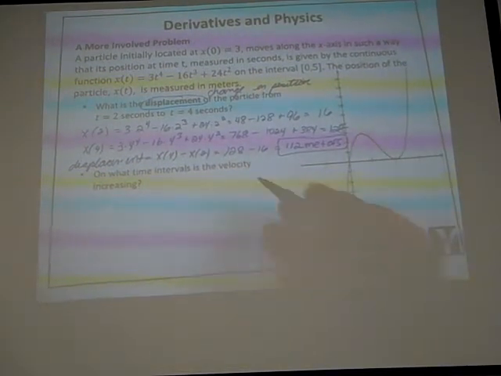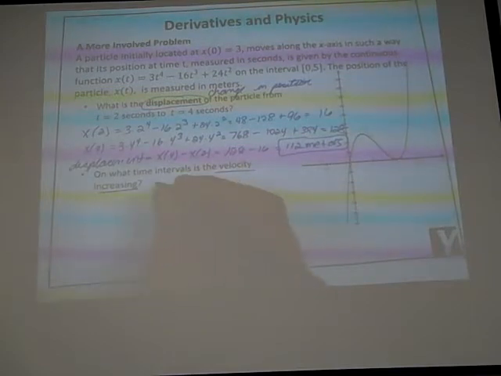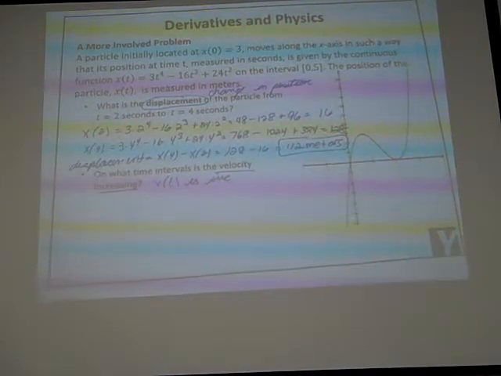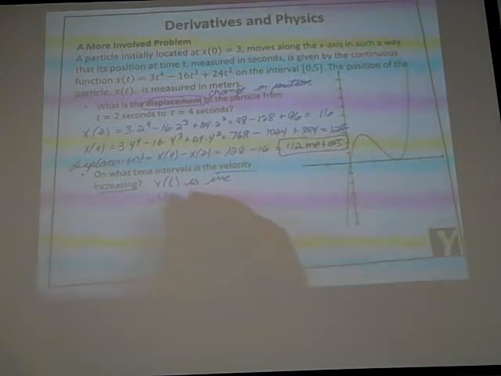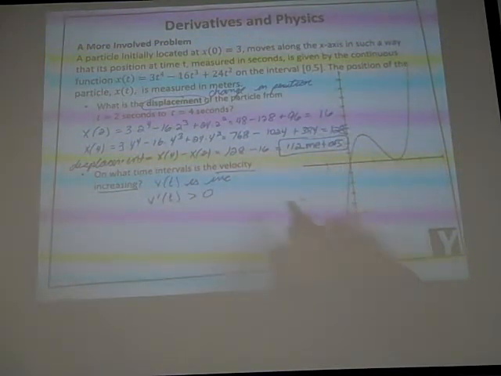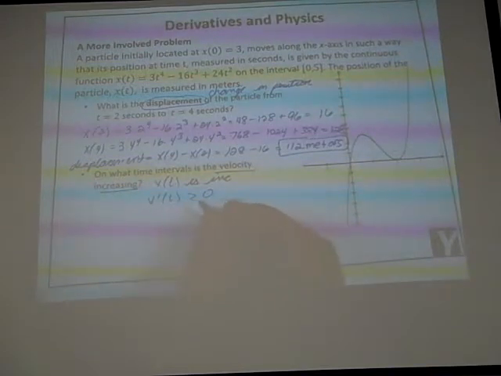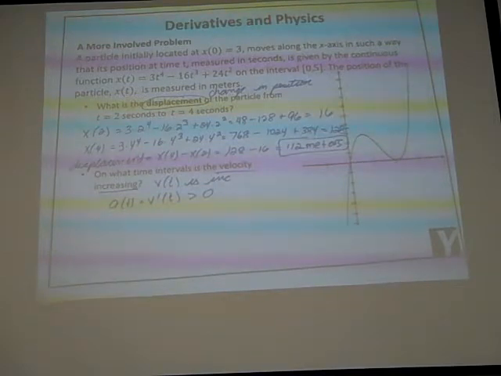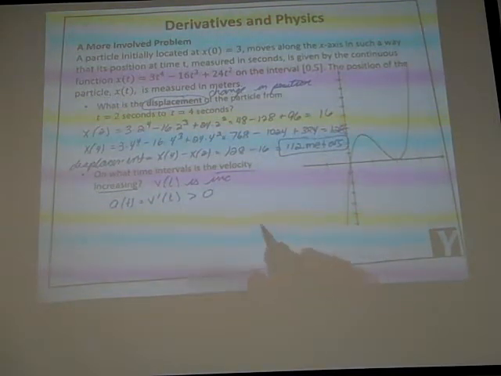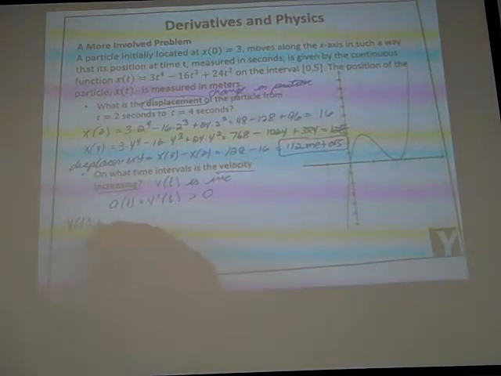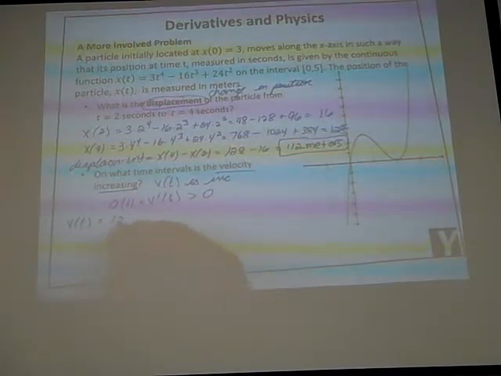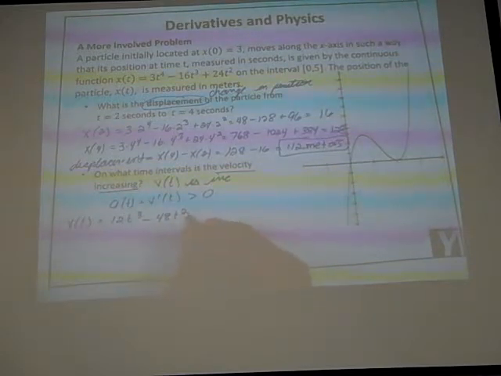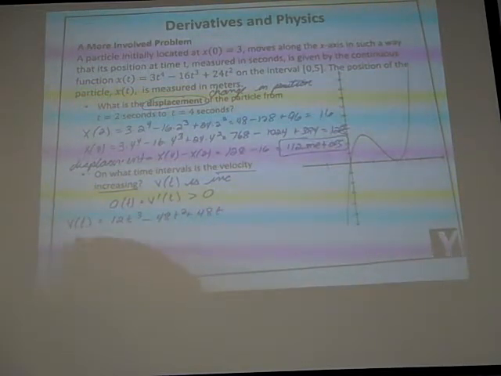On what intervals is the velocity increasing? Well, if velocity is increasing, then that means the derivative of the velocity is positive. What's the derivative of the velocity? Another name for that is acceleration. We had previously shown that my velocity is 12t cubed minus 48t squared plus 48t.